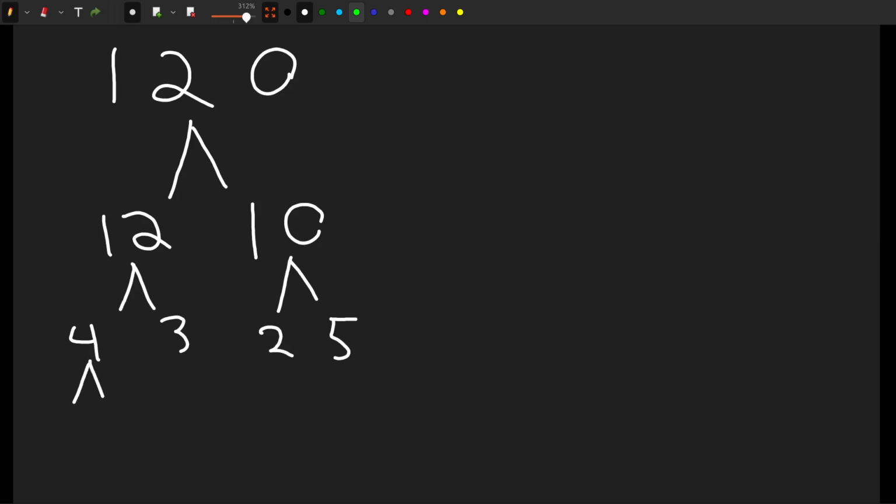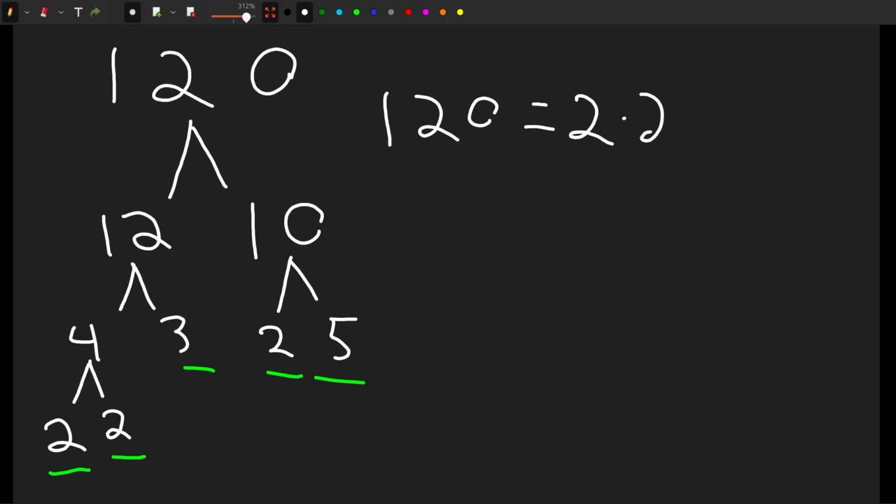And then for 4, I know the factorization of 4 is 2 and 2. And at this moment, I now have all of my prime numbers. I have 2, 3, 2, and a 5. And so in this case, the prime factorization of 120 is 2 times 2 times 2 times 3 times 5.